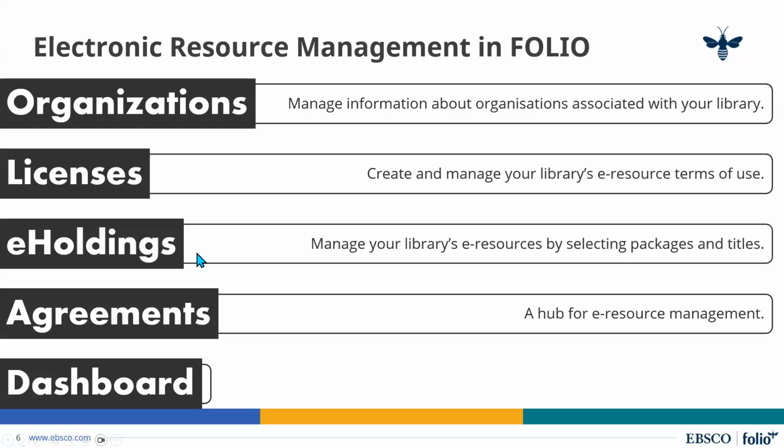And then we would also have agreement lines, which would be the titles and packages that you have selected in the eHoldings app, as in these titles and packages from that specific organization need to follow these specific terms of use. So everything kind of comes together in the Agreements app, and that's why I like to call this a hub for your e-resource management.